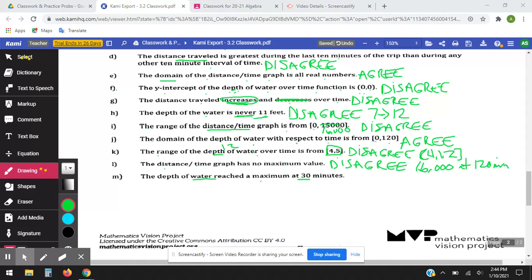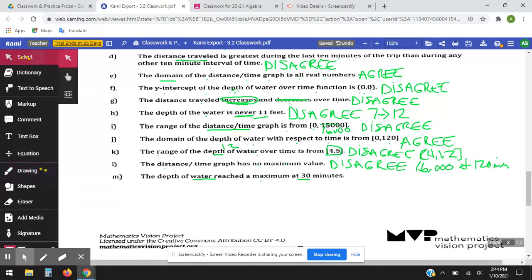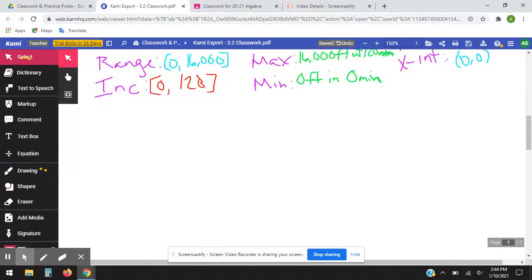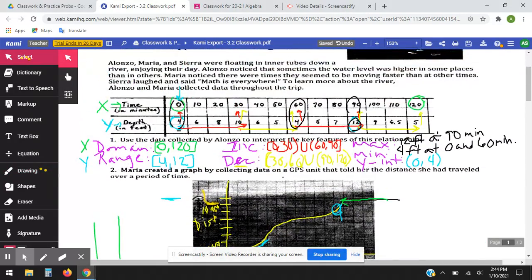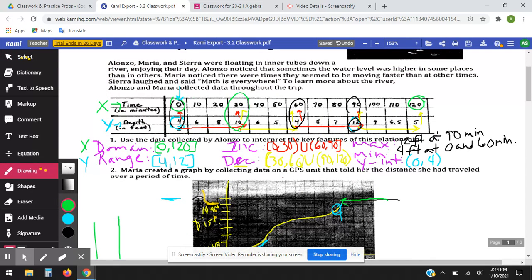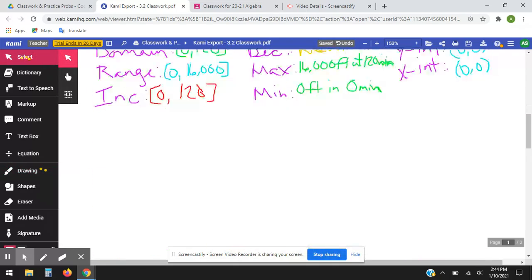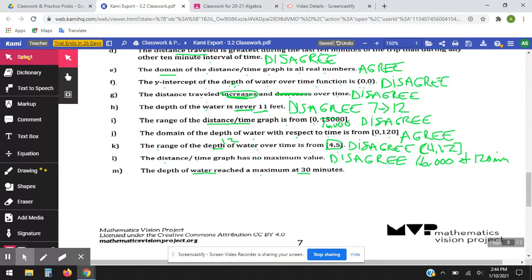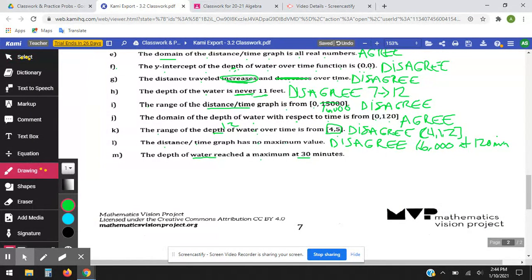Well, let's see. Depth of water, 30 minutes. So that's this guy right here. It did not reach its maximum, because its maximum was over here at 90, wasn't it? 12 feet at 90 minutes. So we would say disagree.